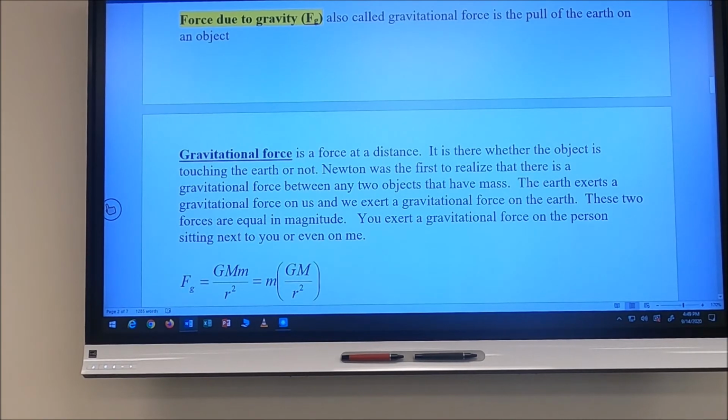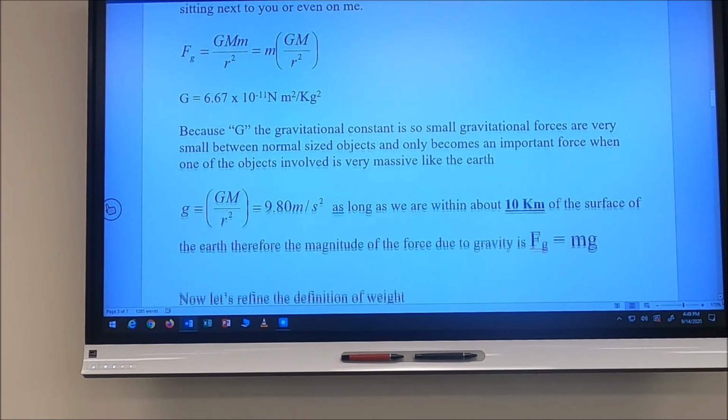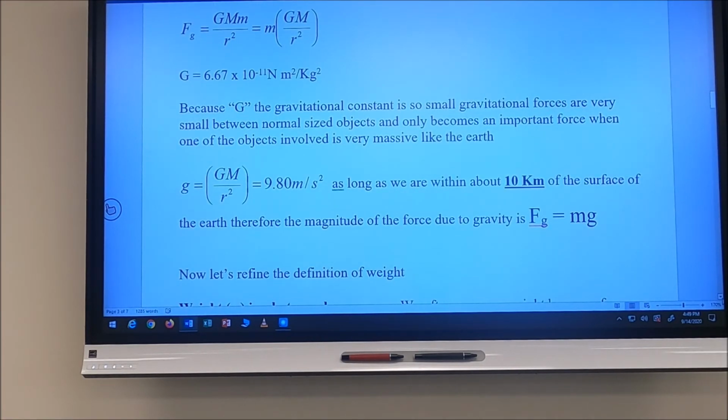If you take big G times big M over r squared, and you're staying fairly close to the surface of the earth, you get little g, which is 9.80 meters per second squared. And that works as long as we're within 10 kilometers of the surface of the Earth. So for us, for right now, force due to gravity is equal in magnitude to m, the mass of the object we're interested in looking at interacting with the Earth, times g.